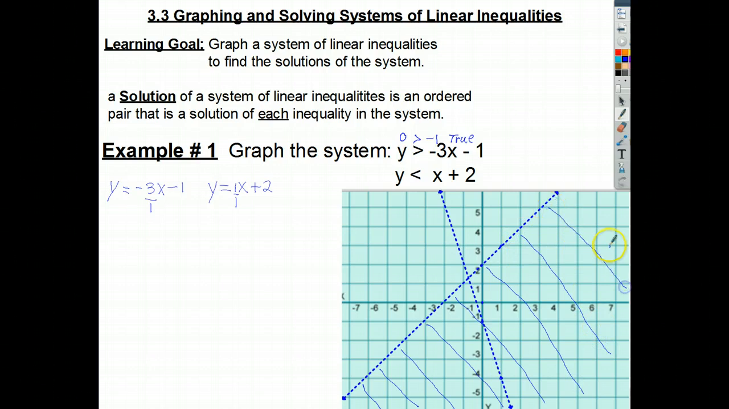All of this. Okay? All right, for the second one, the origin is a possibility because it's a point off of the line. So we plug 0, 0 into this second one, and we get 0 is less than 0 plus 2, which is 2. Is 0 less than 2? Yes, it is. That's true. So this is the side that we need to shade for the second one. We shade toward the origin on this one.